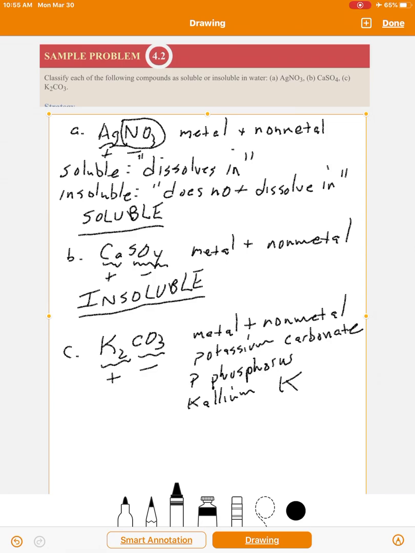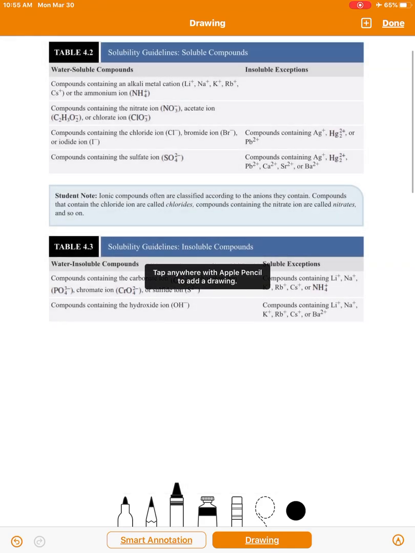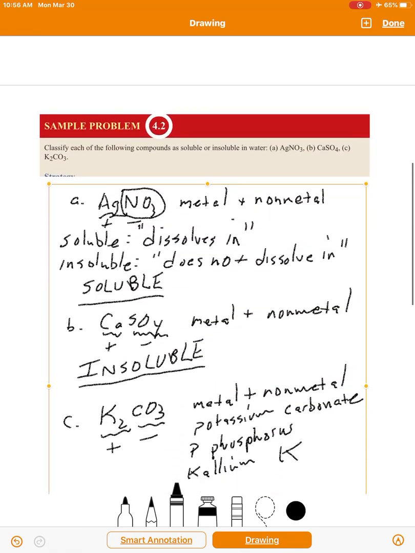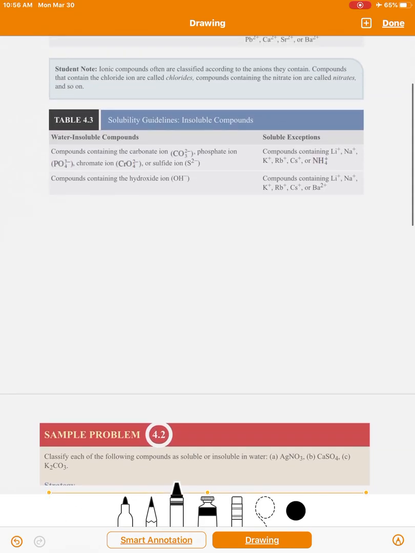Okay, so how do we deal with this? We look at the positive and we look at the negative, and we look for them in those two charts. I haven't talked about the second chart, but it's there too. So we look for potassium, way up at the top: lithium, sodium, oh, there it is, potassium. No exceptions, always soluble. All right, so it's soluble. So there's our three, using these two charts.